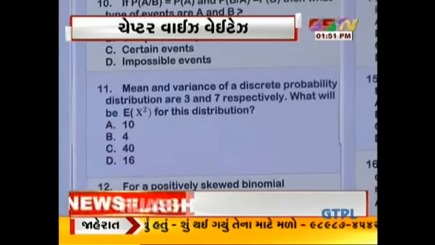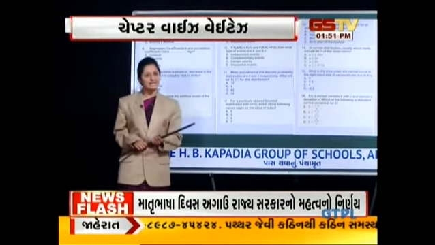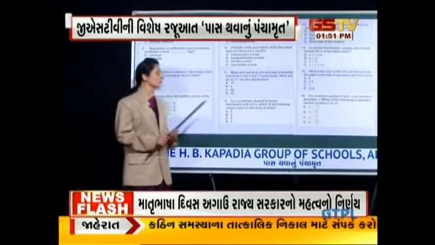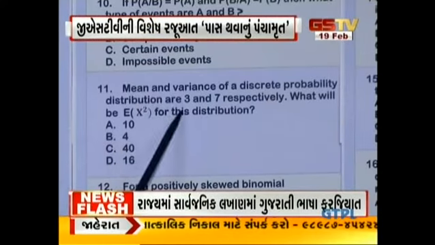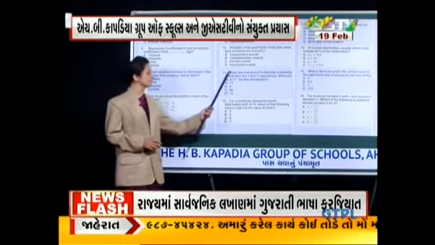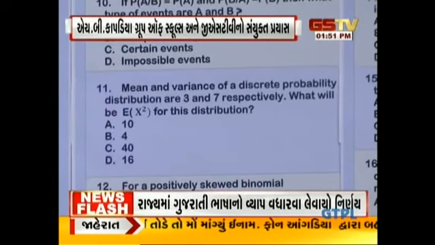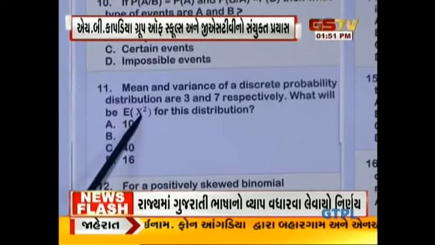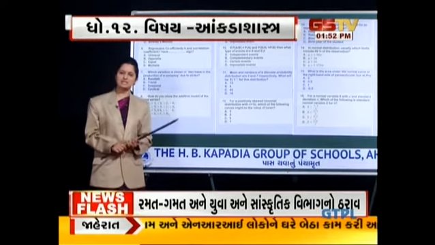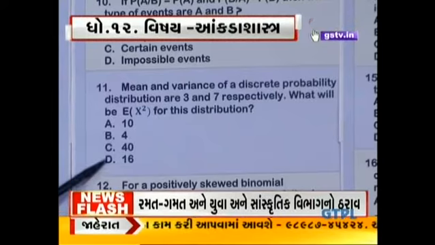Now E of x square is asked. Hope you remember the formula. V of x is equal to E of x square minus E of x the whole square. So variance formula you remember. You are given here mean and variance. You have to substitute the value of mean E of x and substitute the value of variance V of x, and then you can get the value of E of x square. V of x is equal to E of x square minus E of x the whole square. When you calculate this, you will get the answer 16.